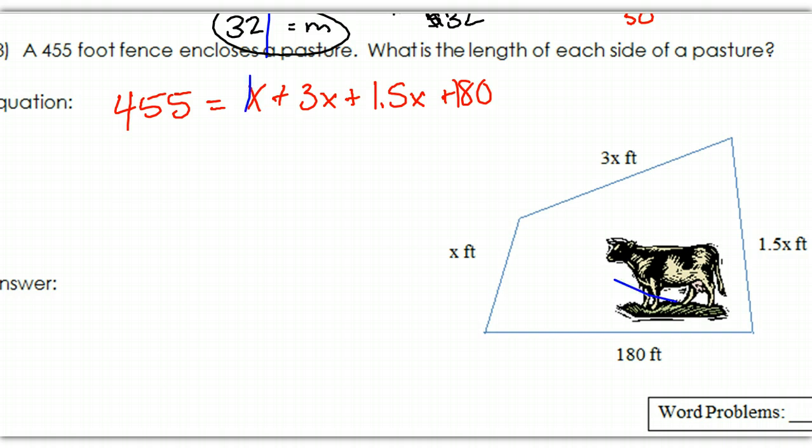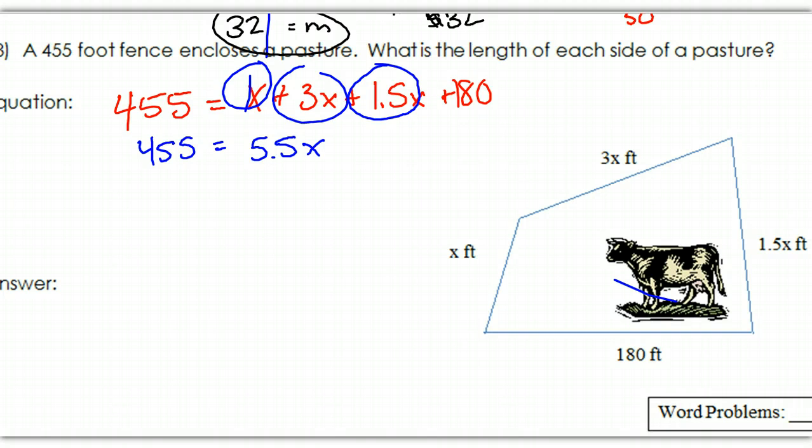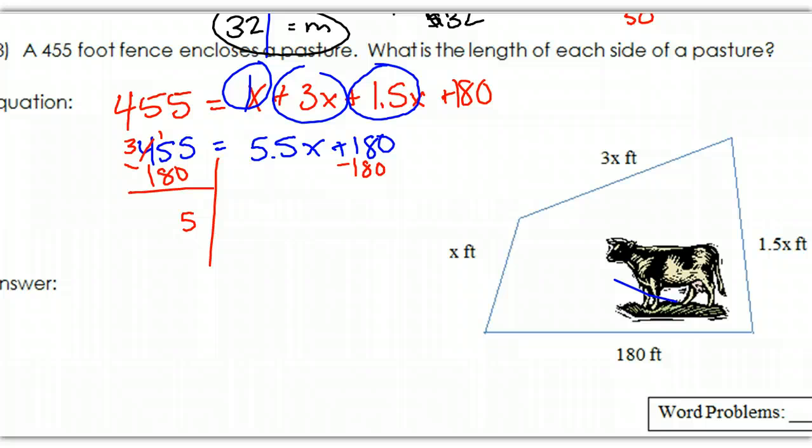And we have 1x plus 3x plus 1.5x. Those are all like terms. We can combine those. Let's see, that'd be 5.5. And now what we'll do is subtract 180. When we do that subtraction, we get 5. We have to do a little bit of borrowing. 15 minus 8 is 7, and 3 minus 1 is 2. So it's 275 equals 5.5x.